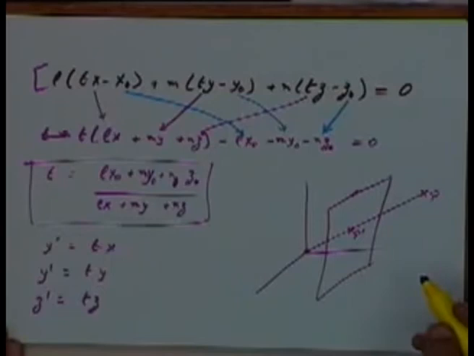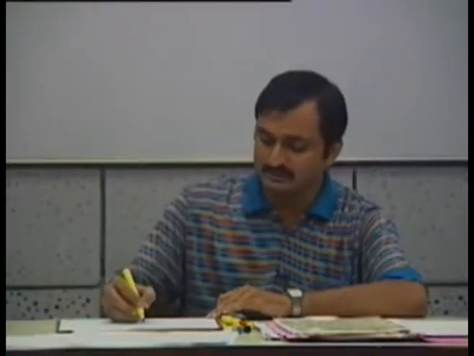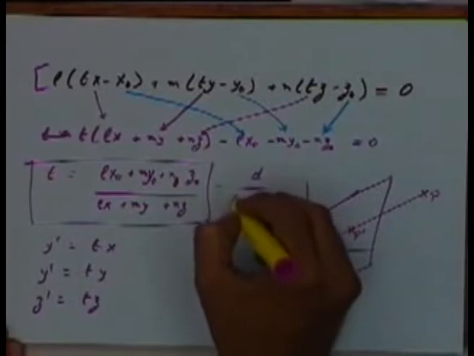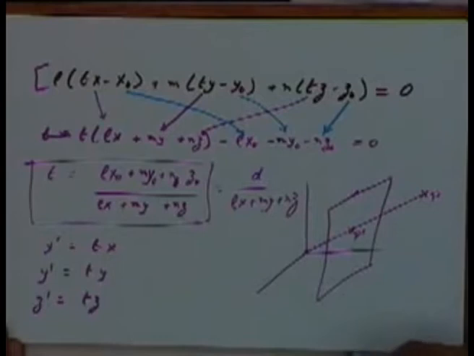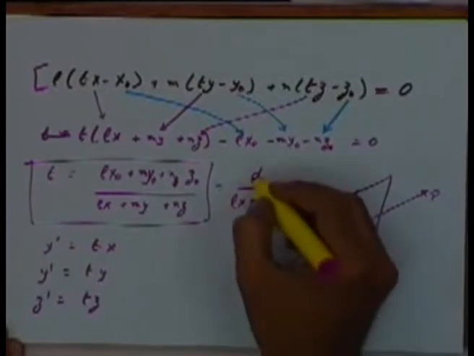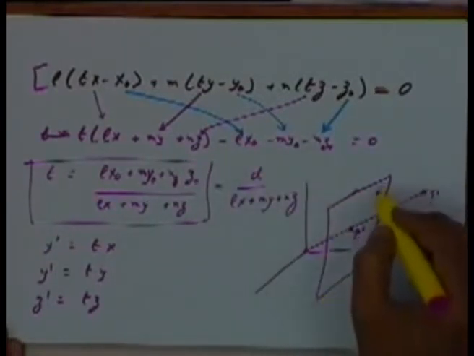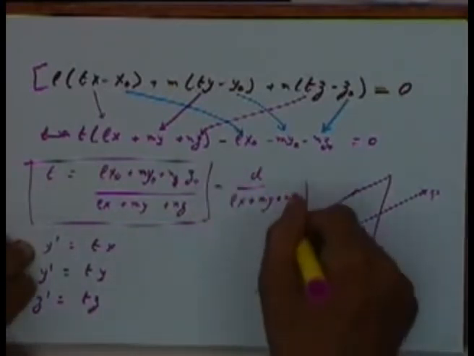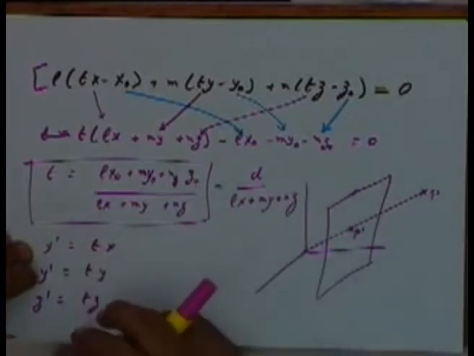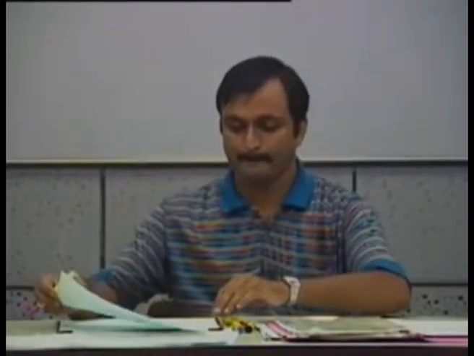Is that alright? Okay, so this we will say is equal to d divided by Lx plus My plus Nz, where d is the perpendicular distance of this plane from the origin. And if you want to write this relationship using matrix multiplication transformations, how do we do that?